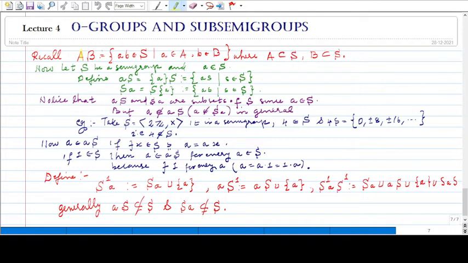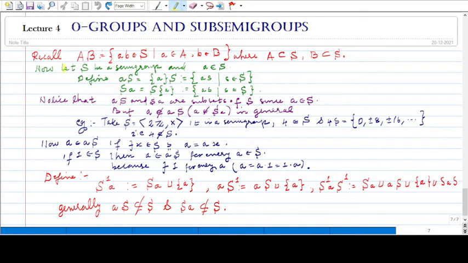We can see that when you have two subsets A and B of a semigroup, the product of the two sets AB is defined as the element-wise product ab, where a belongs to A and b belongs to B. Okay, so this is what I'm talking about.